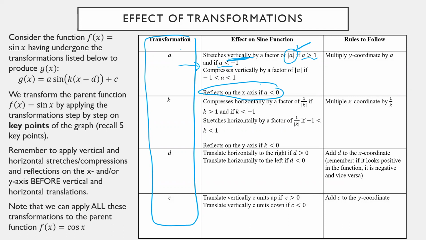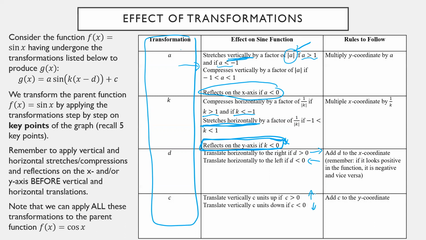For K, we follow the exact same rules as before. The transformations have not changed. We say it's horizontally compressed by a factor of 1 over the absolute value of K if K is greater than 1 or if K is less than -1. And of course, if it's between -1 and +1, we say it's horizontally stretched. And of course, we say that it reflects on the y-axis if K is less than 0. This one we don't talk about as much, but just letting you know that that is one of the transformations as well. And then, of course, for D and C, those are pretty self-explanatory. You move to the left or to the right, depending on whether it's positive or negative. So you move to the right if it's positive, you move to the left if it's negative, you move up if C is positive, you move down if C is negative.